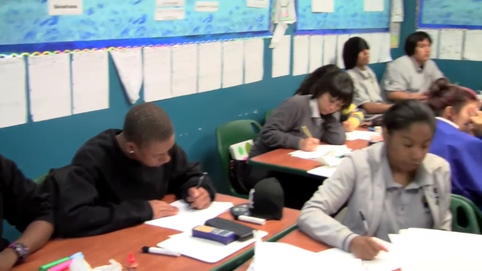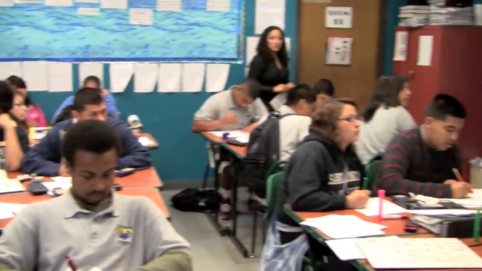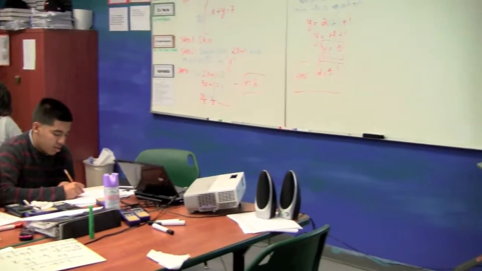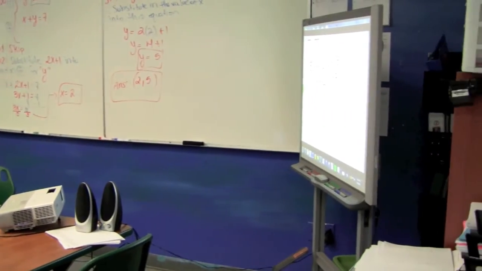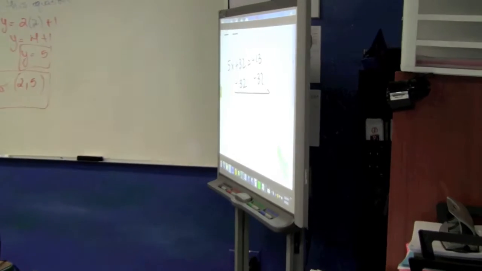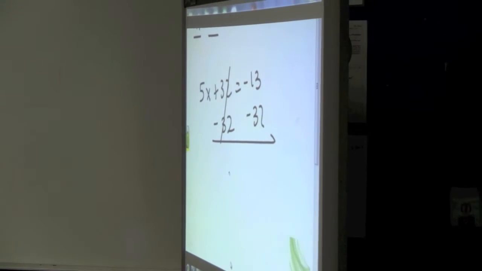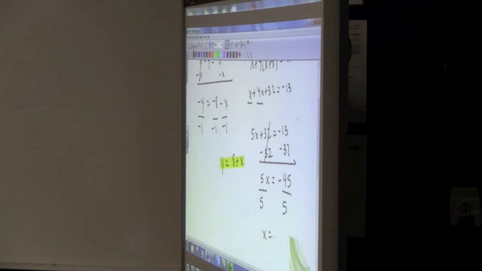But we want to get x by itself, so what we have to do is subtract 32 from both sides. This will cancel out, and this will be -45. So we have to jot down our 5x. The next step is to divide by 5 to get x by itself. And -45 divided by 5 will give you -9.